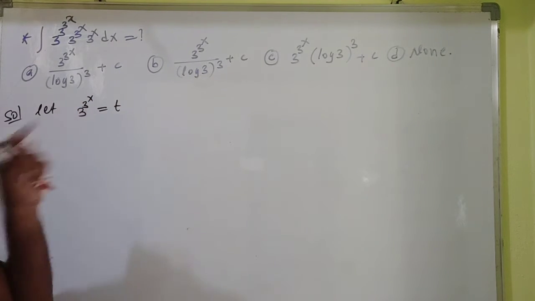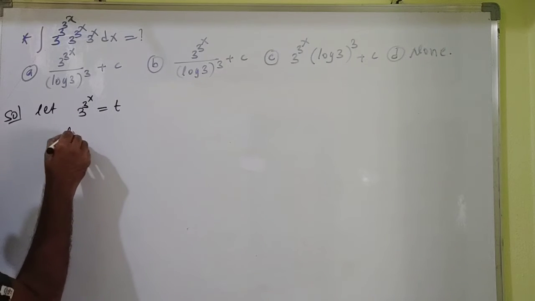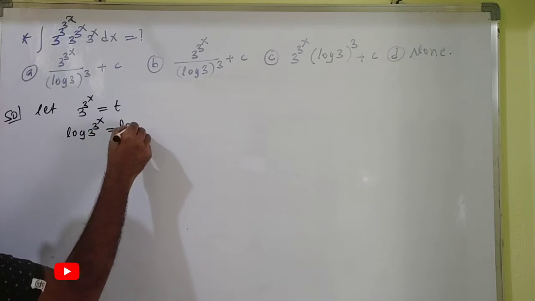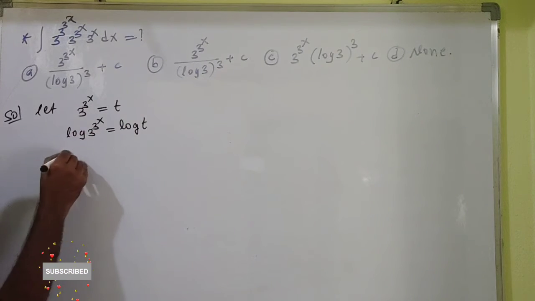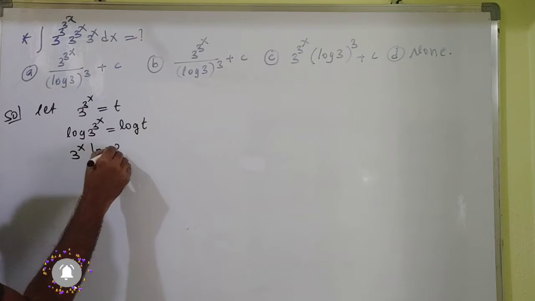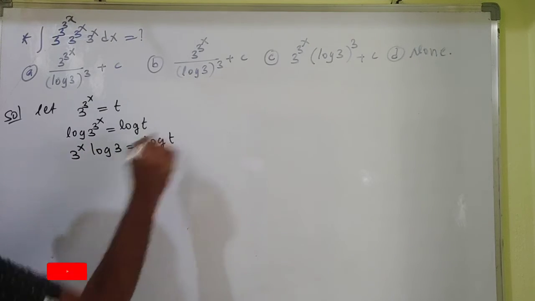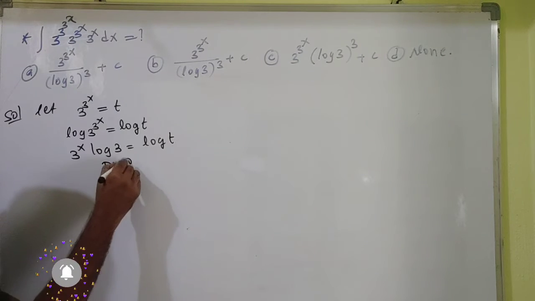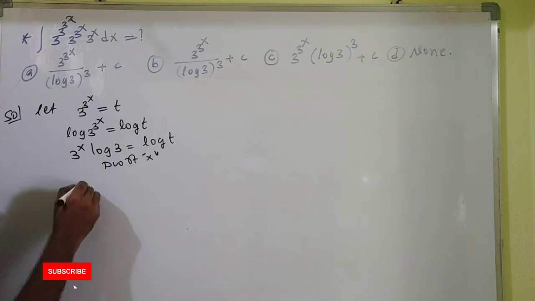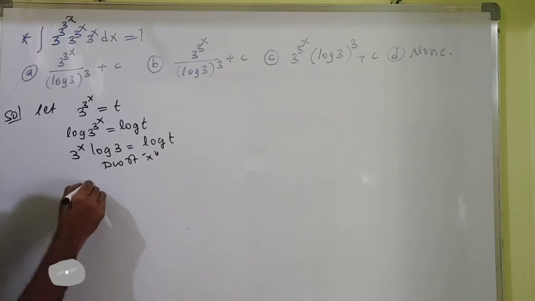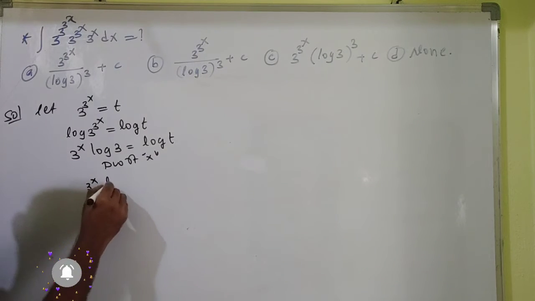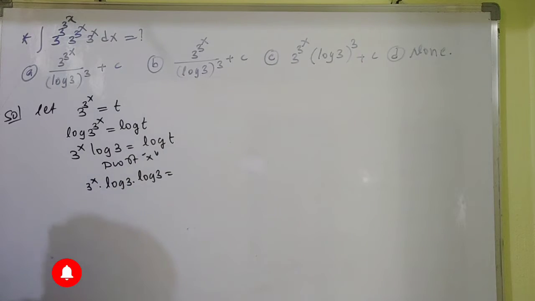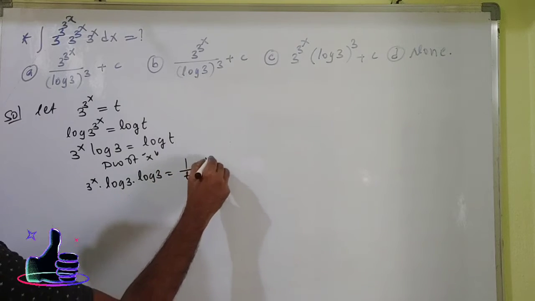Now apply the log on both sides. That means log of 3 to the power of 3 power x is equal to log t. So 3 power x log 3 is equal to log t. Now apply the derivative with respect to x on both sides. The derivative of 3 power x is 3 power x into log 3, and log 3 is written as it is. The right side, log t, has derivative 1 by t dt.